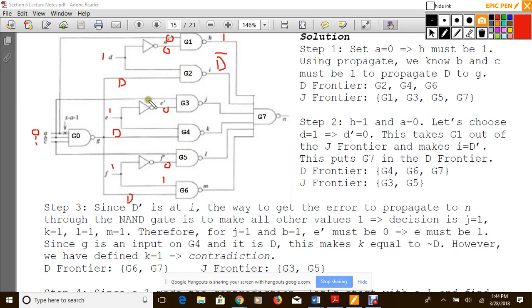So here we have B, which is 1. We get 1 and 0, which is 1. We have 1 in D, which is D bar. Same thing here, we have C is 1 and 0, so that gives us a 1. And then 1 in D, which gives us D bar. So that means that in any combination of NAND gate where you have 1 and D bar, we're going to get D.